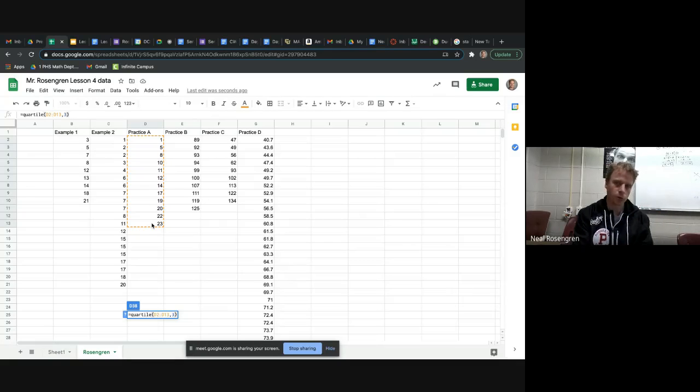Okay, there's Google Sheets. Equals quartile, lowercase, uppercase, doesn't matter. It's not case sensitive. Open the parentheses, always with formulas. It's kind of like functions, right? F of x. We need that parentheses so we know what's going in.